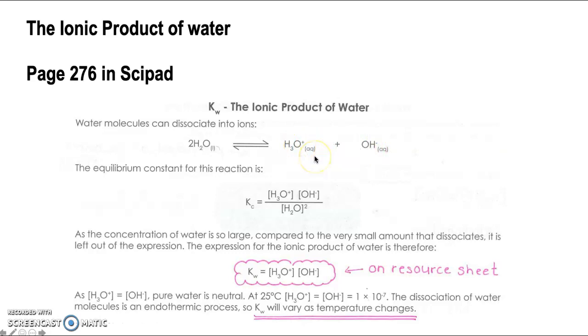If you were to write out the equilibrium expression or constant, products over reactants, remember we don't put water into an equilibrium expression, which is what it says down here. Water is so large, that's the concentration, that we remove it, compared to the very small concentrations of the hydroniums and hydroxides, which is why it's left out. So this here is the ionic product of water expression, and it's very useful when we need to manipulate and find the amount of hydroxides when you already know hydroniums, or vice versa.